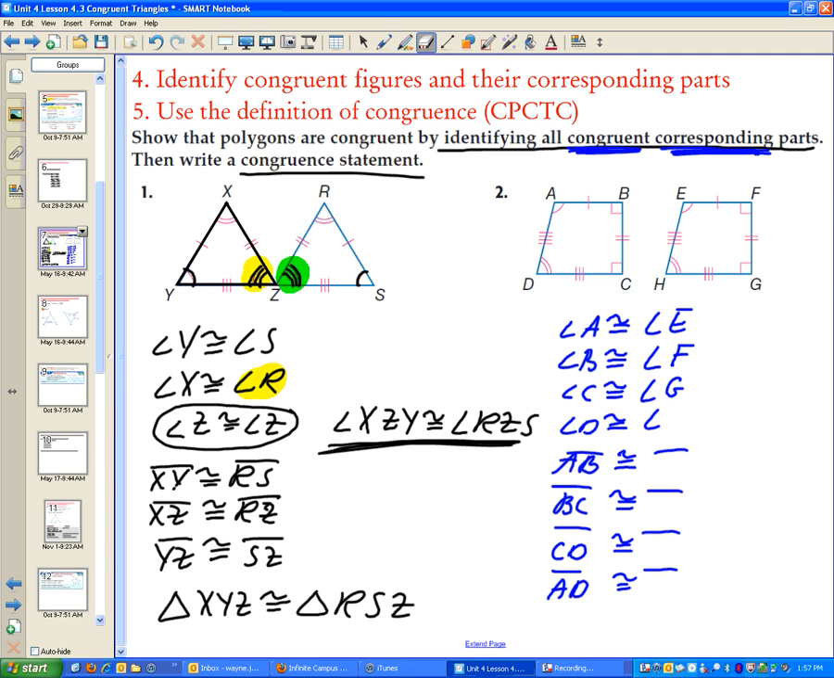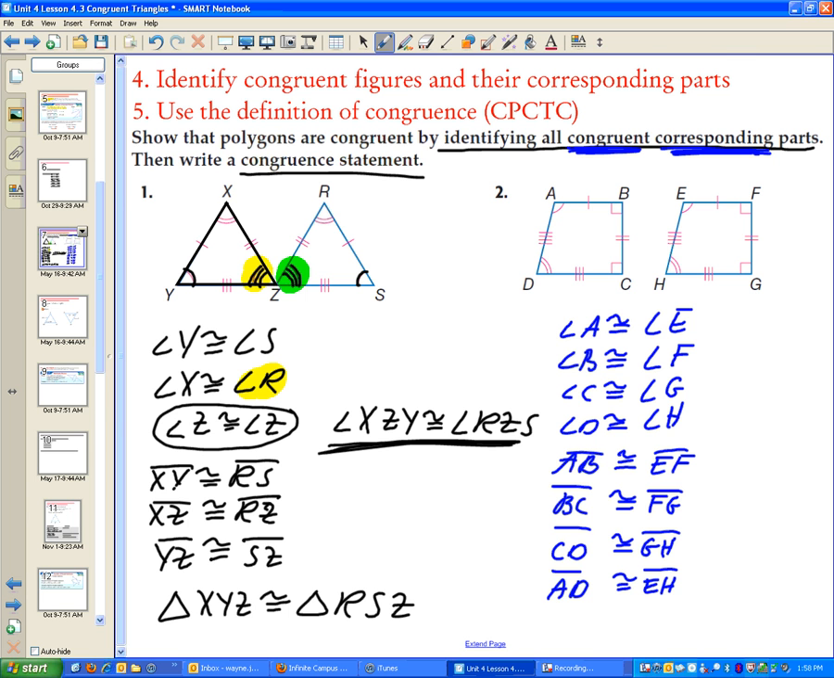Yeah, F matches up with B, so I need to put F. Oops, didn't mean to erase it. There. And then angle D is congruent to angle H. Segment AB is congruent to segment EF. Segment BC is congruent to segment FG. Segment CD is congruent to segment. And segment AD or DA is congruent to segment HE or EH.